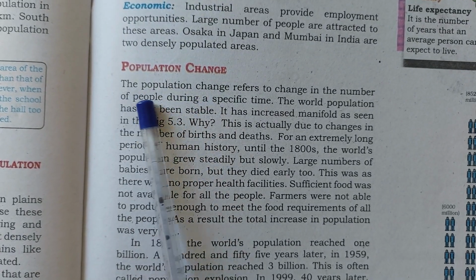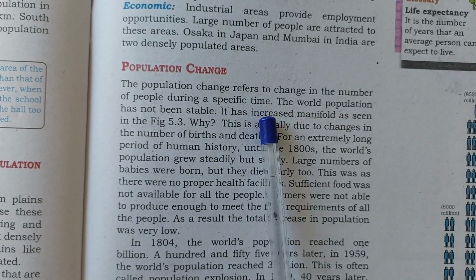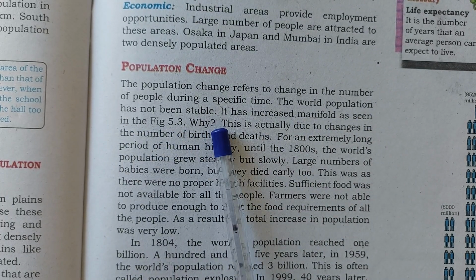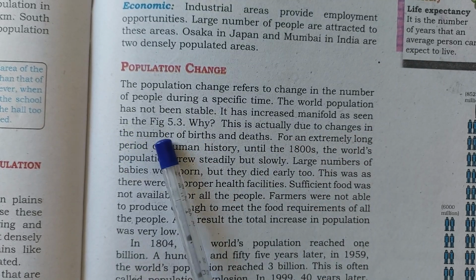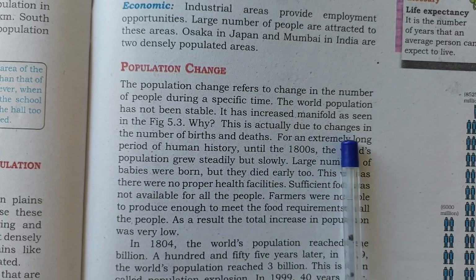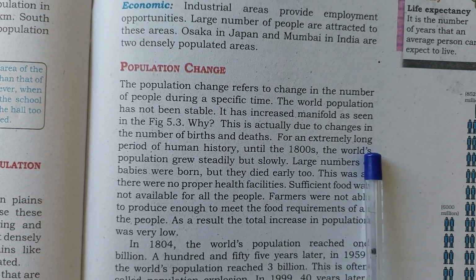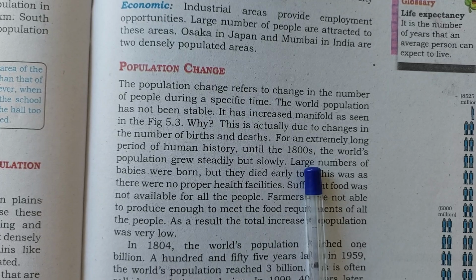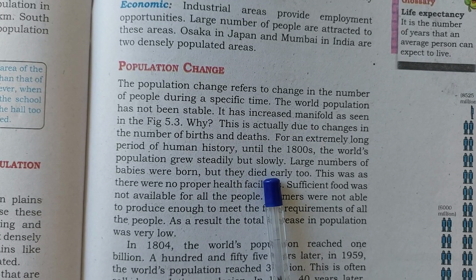Population change. The population change refers to change in the number of people during a specific time. The world population has not been stable. It has increased manifold as seen in figure 5.3. Why? This is actually due to changes in the number of births and deaths. For an extremely long period of human history until the 1800s, the world's population grew steadily but slowly.